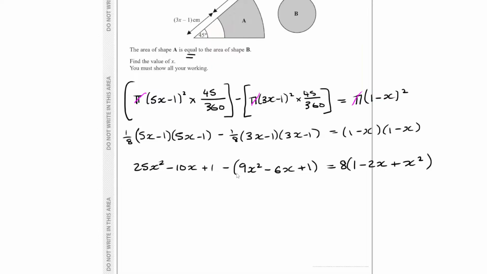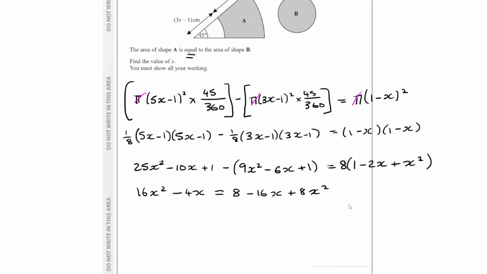So now on the left hand side I'm going to subtract. So 25x squared minus 9x squared is 16x squared. But do you see how for the 6x it's already negative? So I'm subtracting a negative. So that's double negatives, isn't it? So that's minus 10 plus 6. So just be really careful there. And then 1 minus 1 just cancels, doesn't it? It's not there anymore. And then here, obviously, if I expand that, 8 minus 16x plus 8x squared.